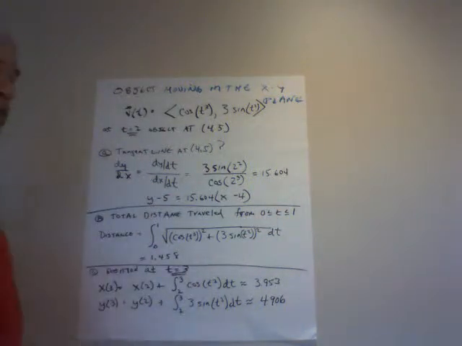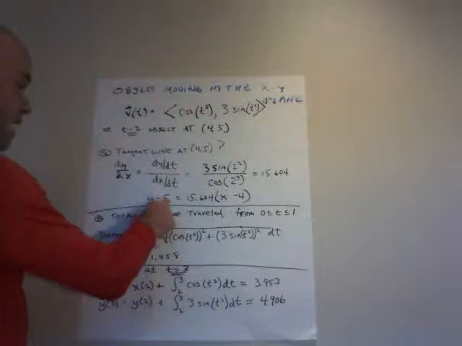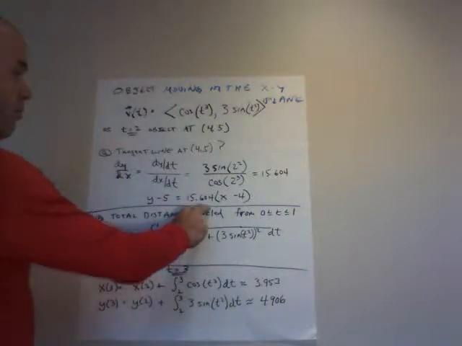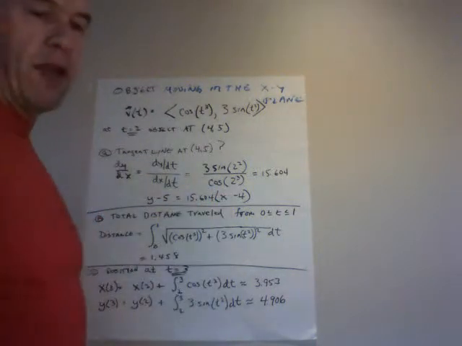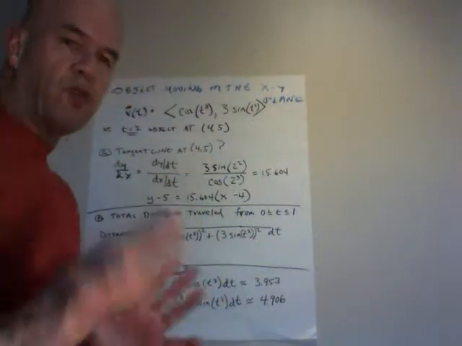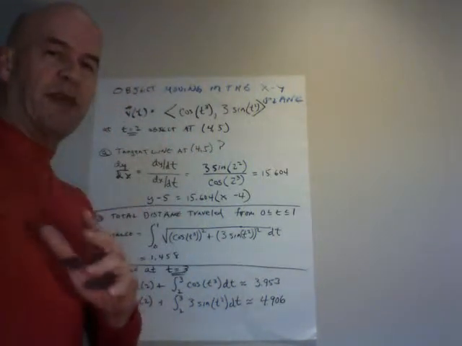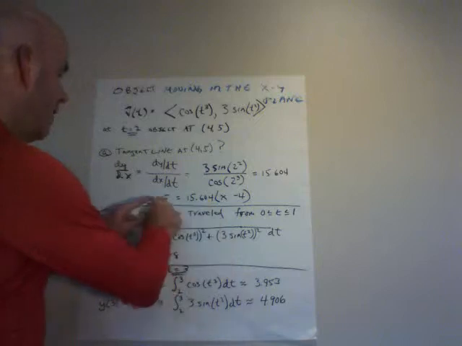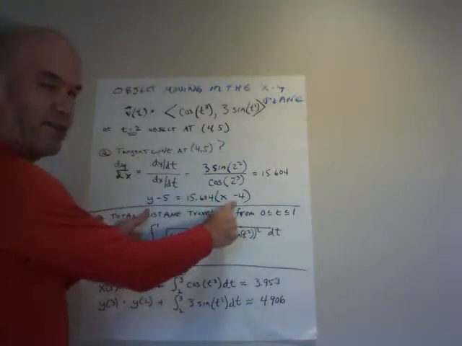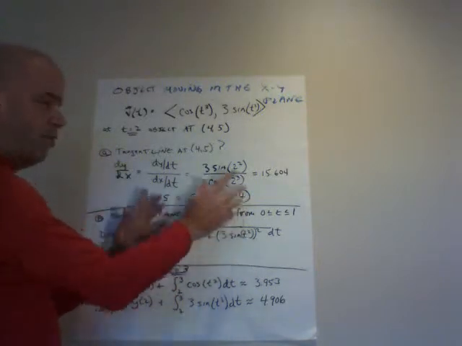And therefore, my tangent line is y minus 5 equals the slope times x minus 4. Now, those of you who love to do your mx plus b, get rid of it. This, you can't make a mistake, and this is perfect form for the AP.